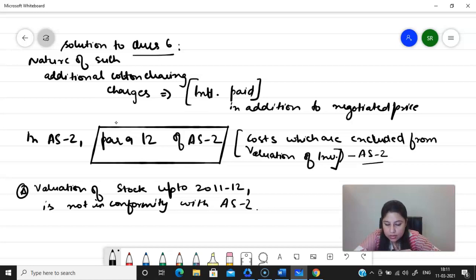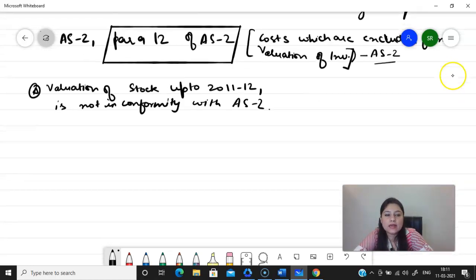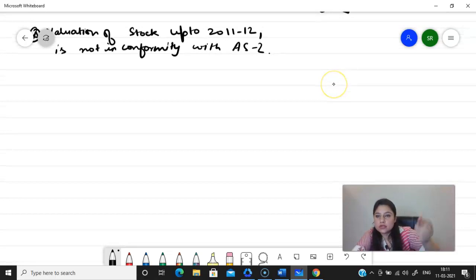So therefore, the company will exclude it from the closing stock for the year 2012 and 13, which would thus result in a decrease in the profit by rupees 7.60 lakhs. So this will again be shown as a change in the accounting policy, as up till the end of 2011 and 12 the company was including the cotton clearing charges.